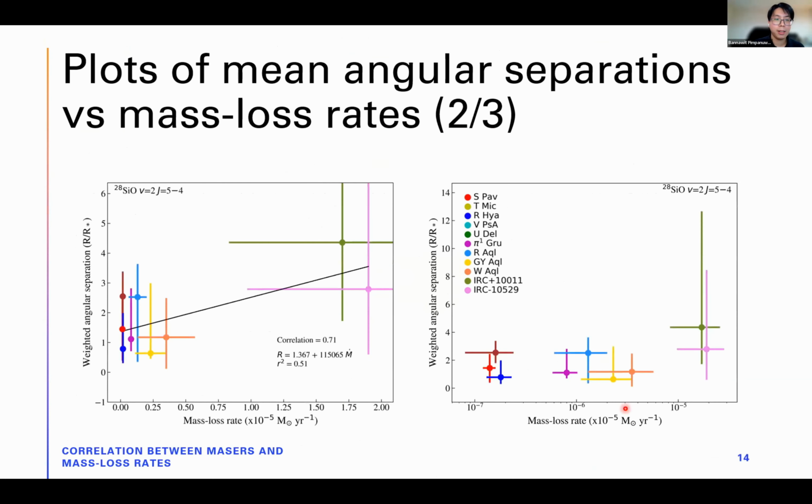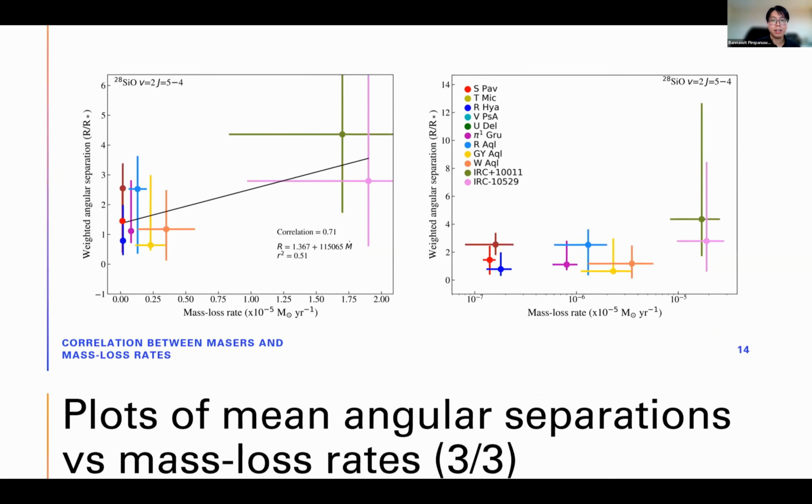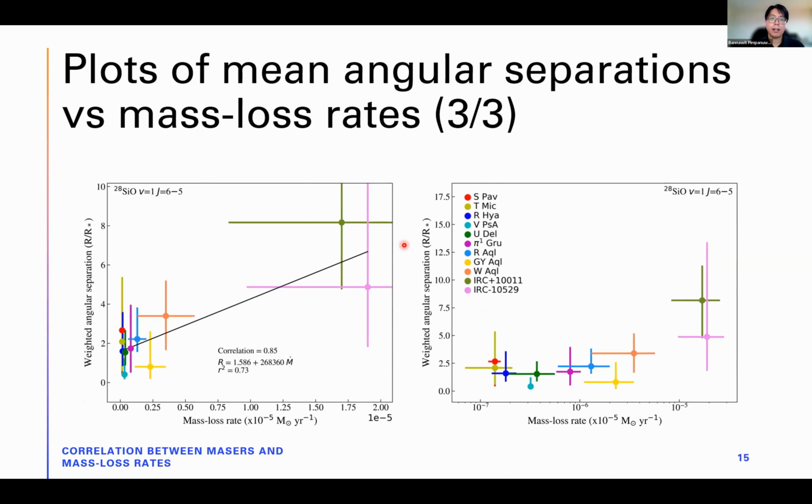So if we look at the v=2, you can see that the correlation is even better at 0.71. And also the groups of sources that you can see here, you can basically see that for sources with lower mass loss rates, the SiO masers are kind of clumped together at around 1, 2, 3 stellar radii, whereas we've got these two IRC sources, which are up here at around 4 to 5. Now for v=1, J 6 to 5, again, we've got a pretty good correlation at 0.85, but this time the range of angular separations is much larger, up to about 8 stellar radii in the high mass loss stars.